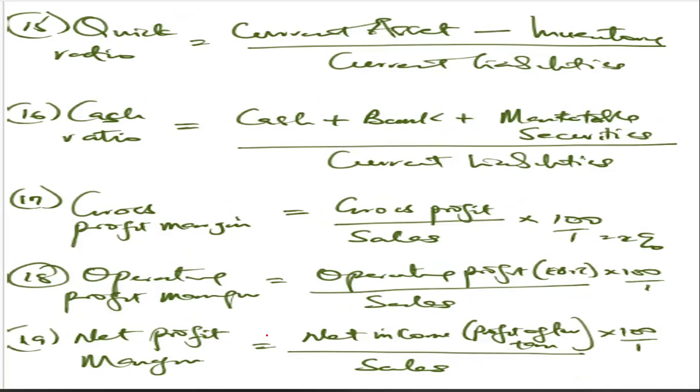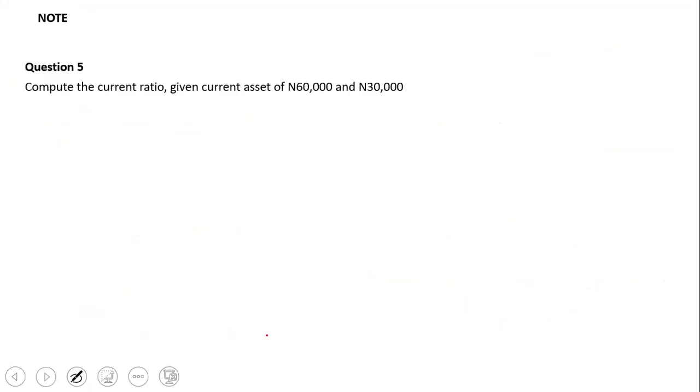Now, if you look at this very well, this ratio module here is talking about how to compute. In a higher class, we'll be looking at more interpretation. But for this class, we look at how to compute. Gross profit margin, the one that we used the example of Iman, that's the gross profit all over sales times 100 over 1. Operating profit margin is operating profit all over sales times 100 over 1. Net profit margin is net income, which is also called profit after tax, divided by sales.